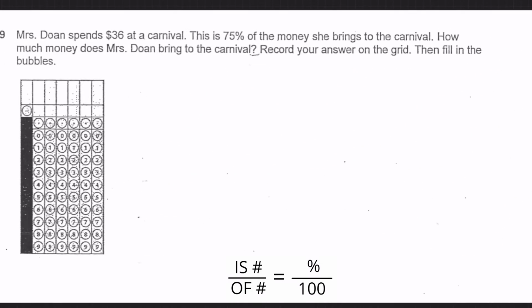Question number 9 says, Mrs. Doan spends $36 at a carnival. This is 75% of the money she brings to the carnival with her. How much money does Mrs. Doan bring to the carnival? Record your answer on the grid, then fill in the bubbles.